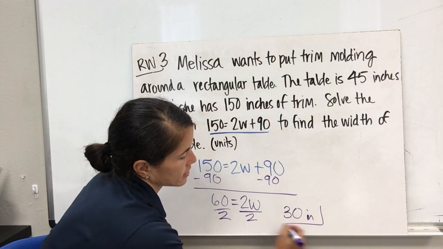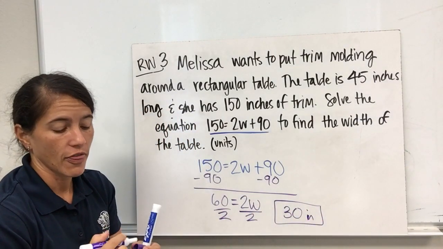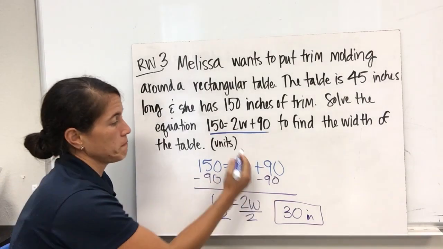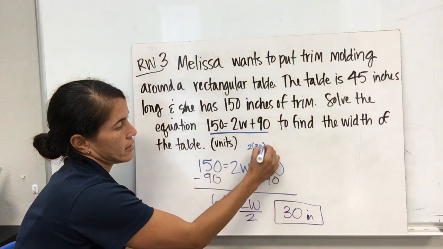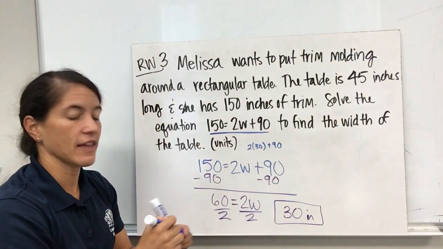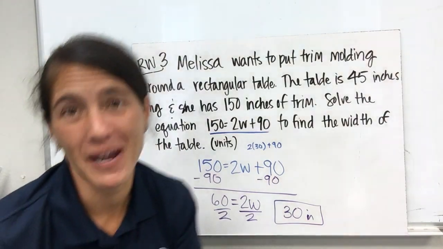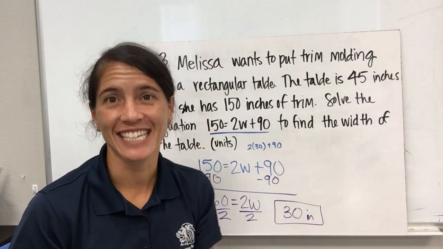So 30 inches is our width. If you want to go back and check it, you would plug it in. 2 times 30 plus 90. And then 60 plus 90 is 150. All right? We are going to practice more 2-step equations in class soon.